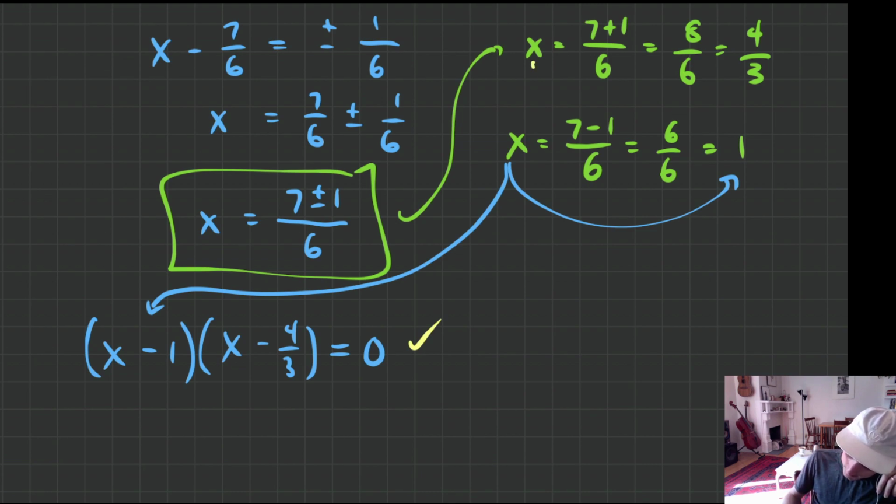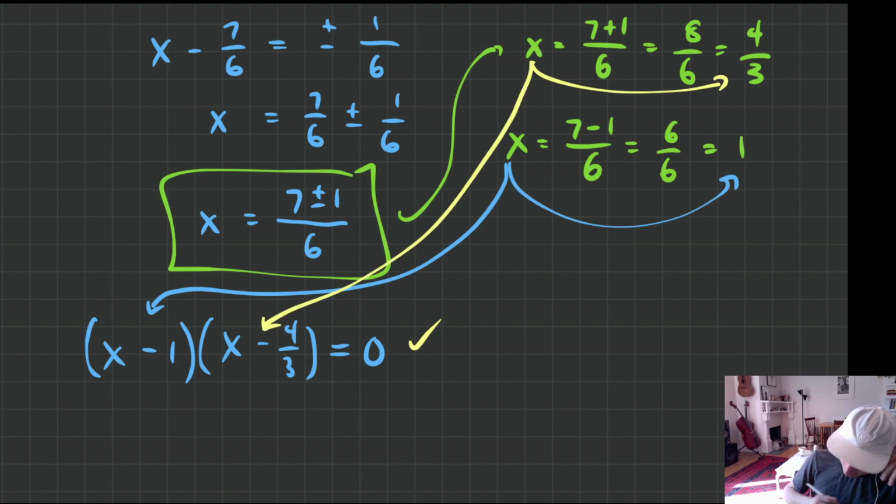The other possibility is that x could be equal to 4/3, and if x is equal to 4/3, then in this portion of the equation, I've got 4/3 minus 4/3, which is 0, and 0 times anything is 0, so we would also make the equation true. So there I took a quadratic that had all sorts of fractions in there, and then we wrote it in factored form. So that's how we would go about doing that. So does that answer your question?